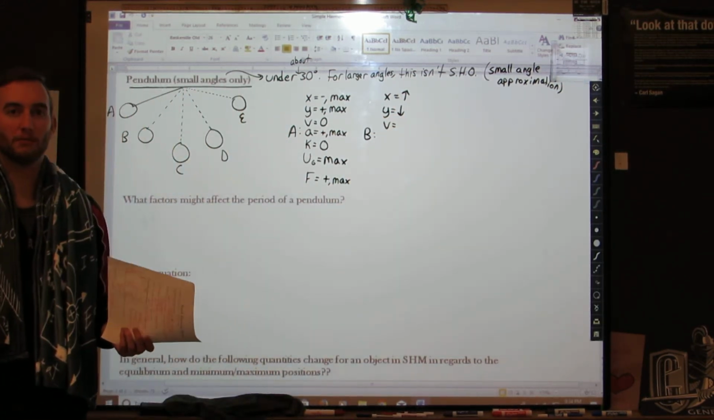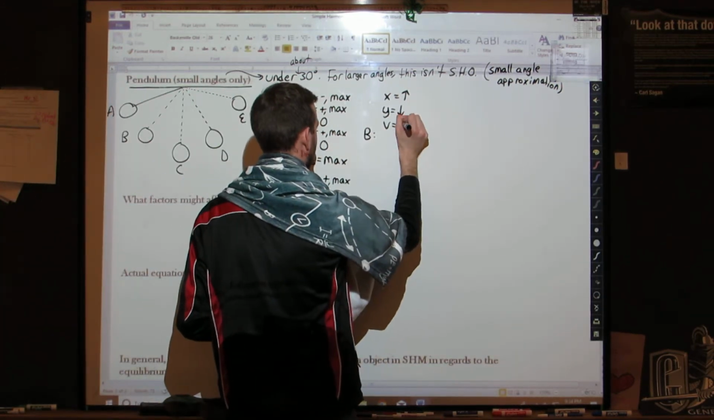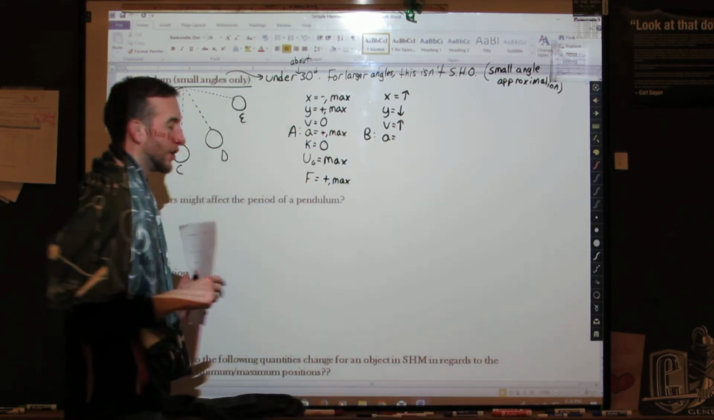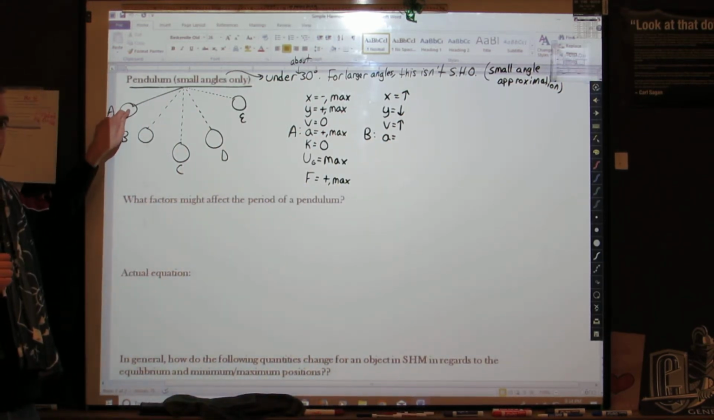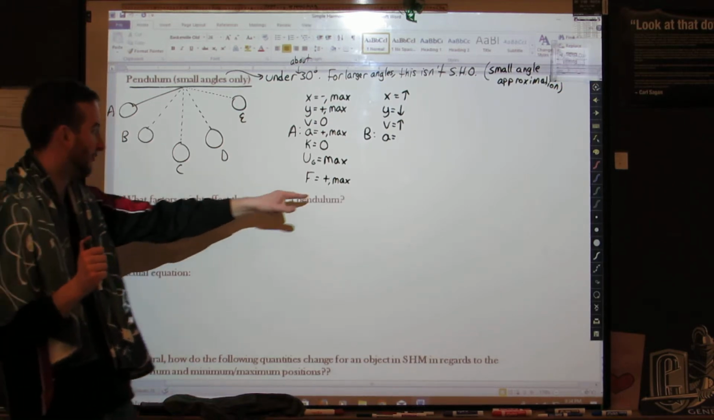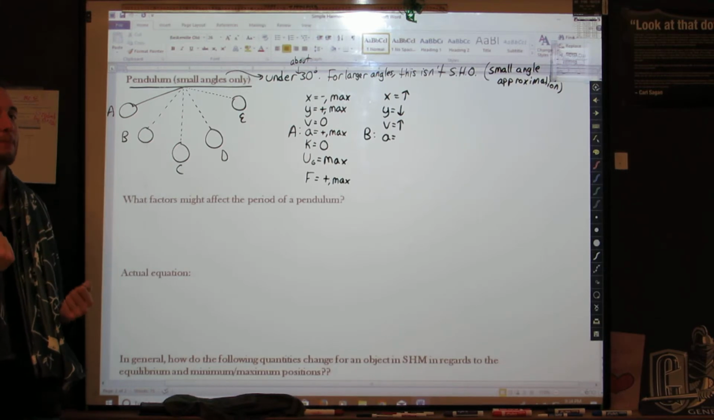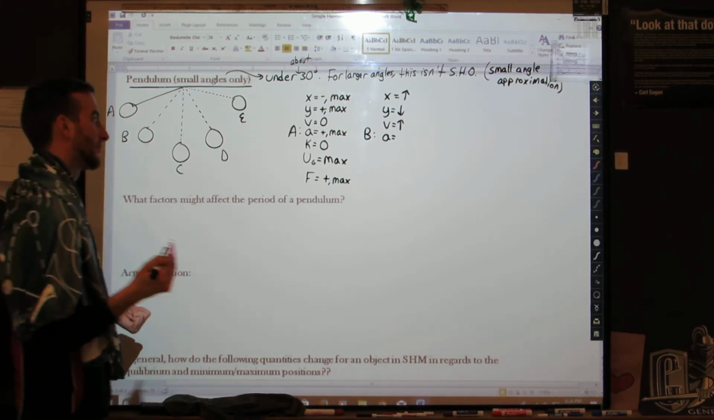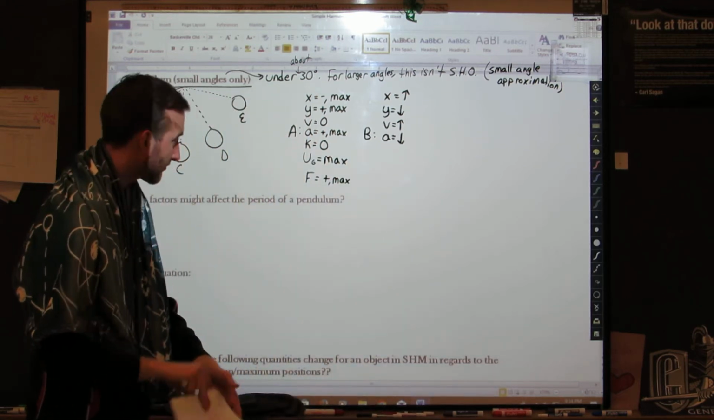The speed was 0. You can only go up from 0, so the speed is increasing. The acceleration might be tougher to see, but think about it like this. We're going from maximum displacement, maximum amount of force, down to an equilibrium point. What do you think is happening to the acceleration? Yeah, it's probably going down. The acceleration is decreasing at this point.